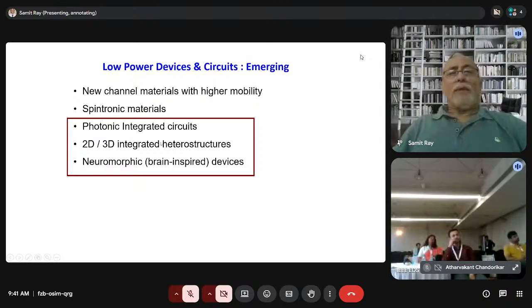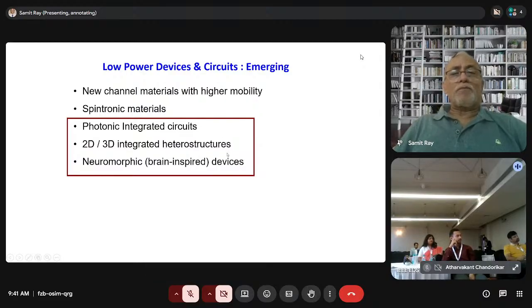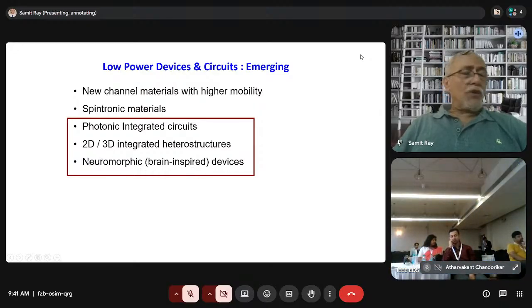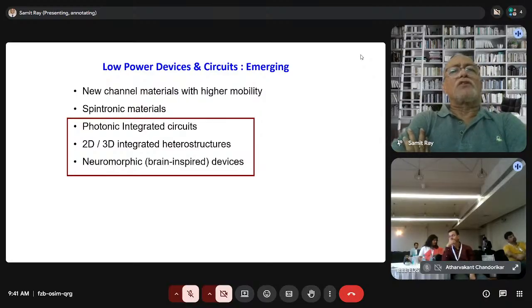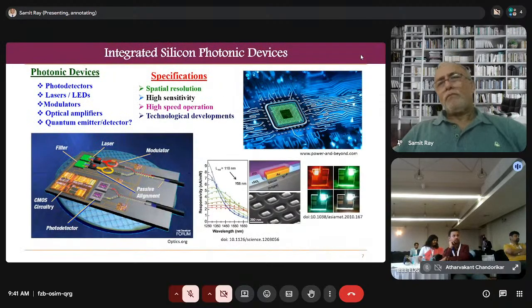There can be many things, but in my group we are working on these three areas. We are working on photonic integrated circuits. We are using 2D and 3D integrated structures. We are also working on neuromorphic devices. Unfortunately, due to the lack of time, I will not cover this part. Rather, I will cover how to generate more efficient energy so that we can power these devices using non-conventional energy sources as electrical power. That means the area of photovoltaics. So I will probably discuss that.